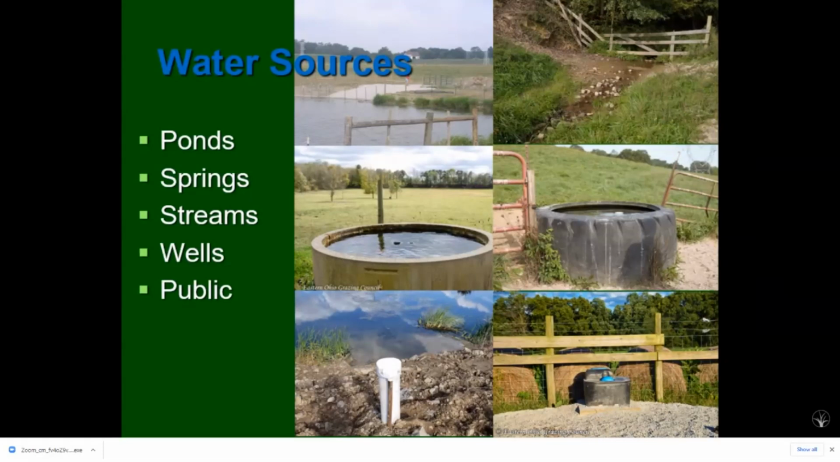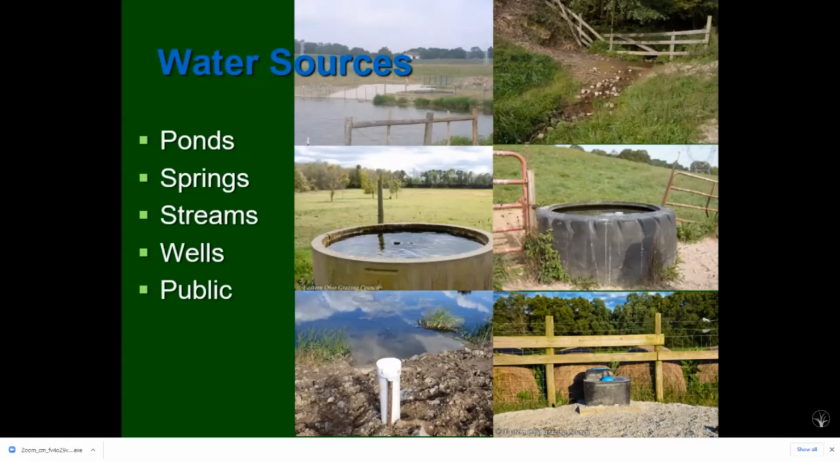Streams can also be used as a water source, although I'll be quite honest, it's a sticky subject. There's a lot of streams that we probably need to be thinking about fencing out, or at least fencing in such a way that the animals have limited access to the stream, just to prevent environmental issues with the stream bank and the stream itself, and leaving manure in the stream. But streams can be used for water.